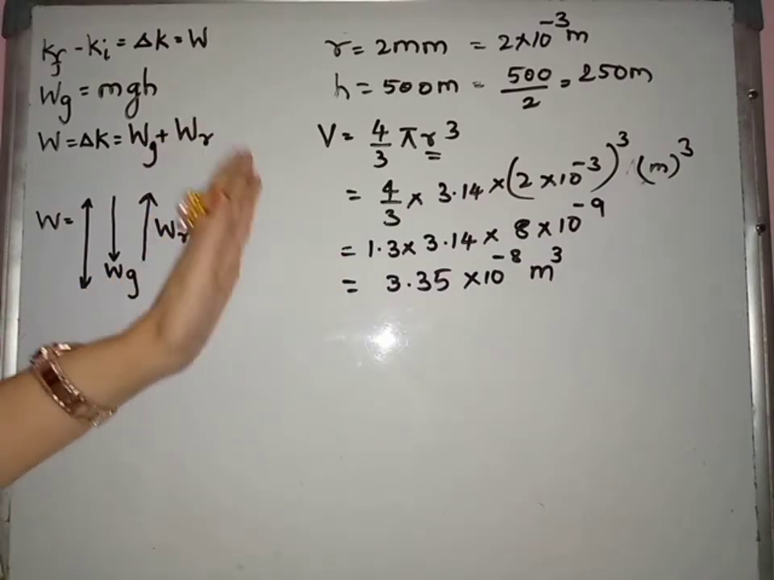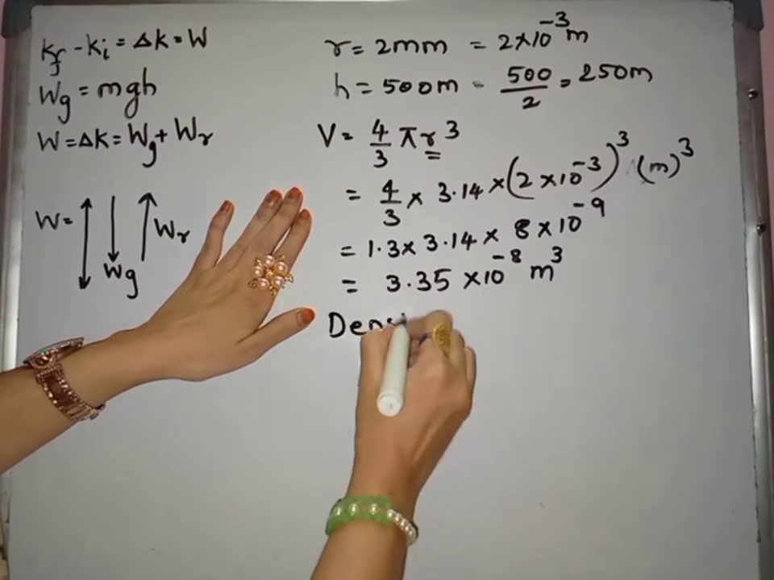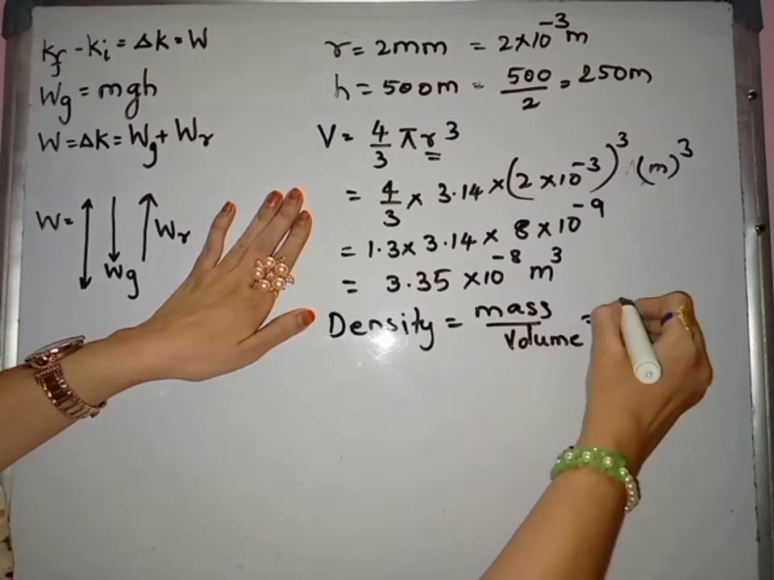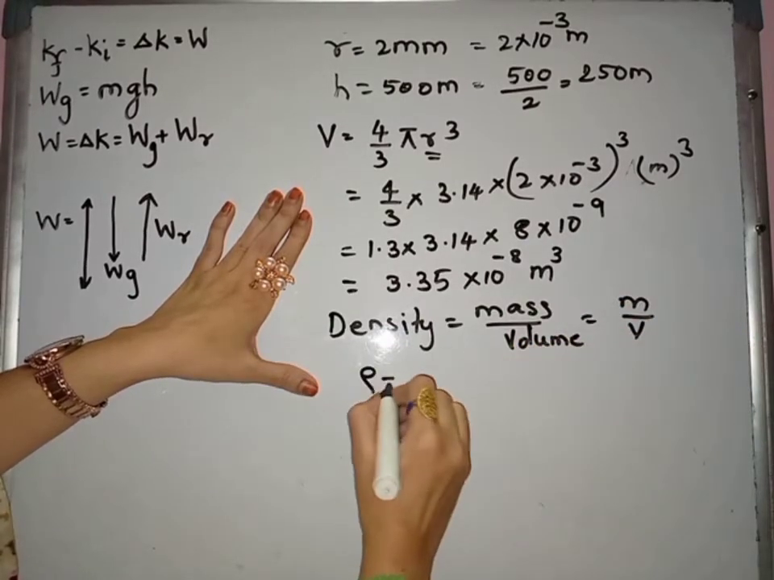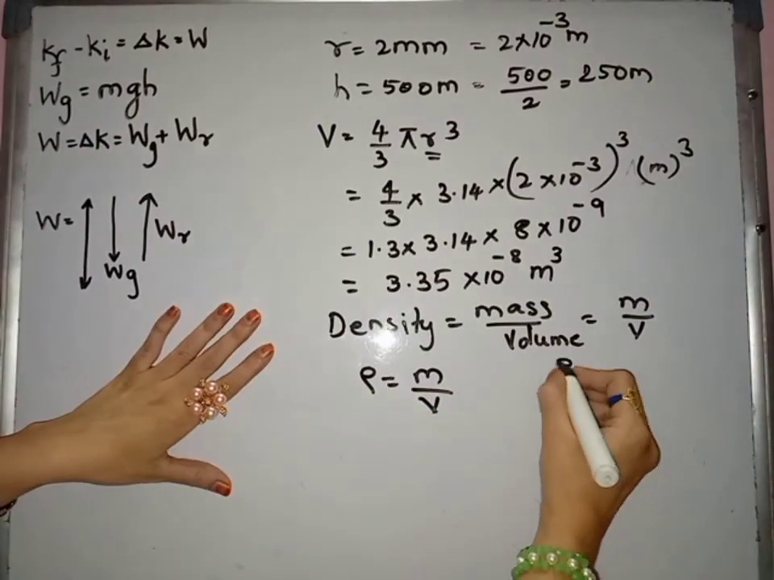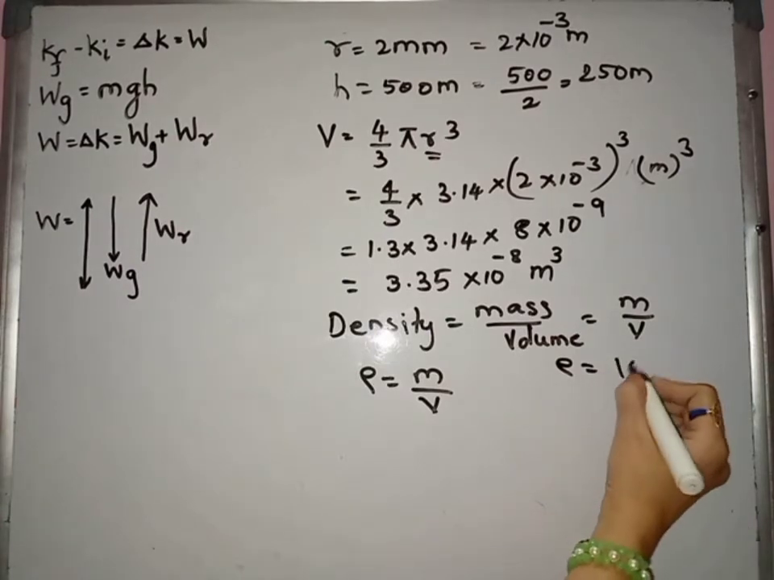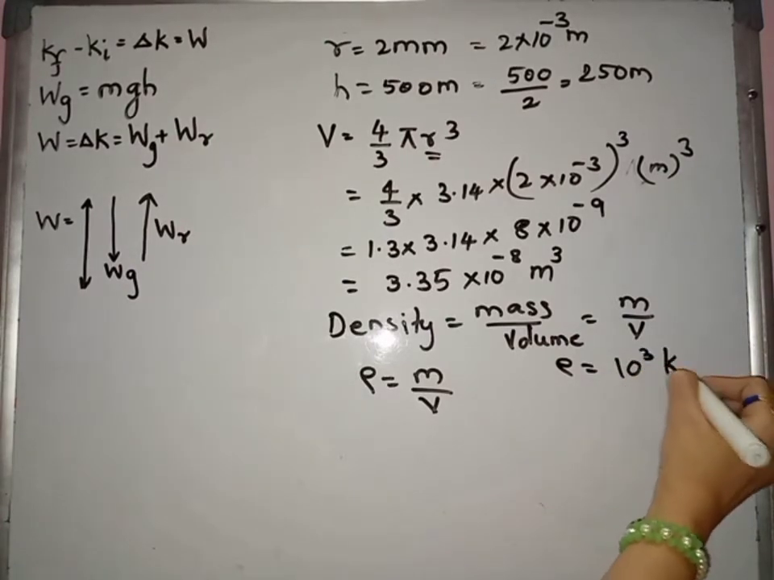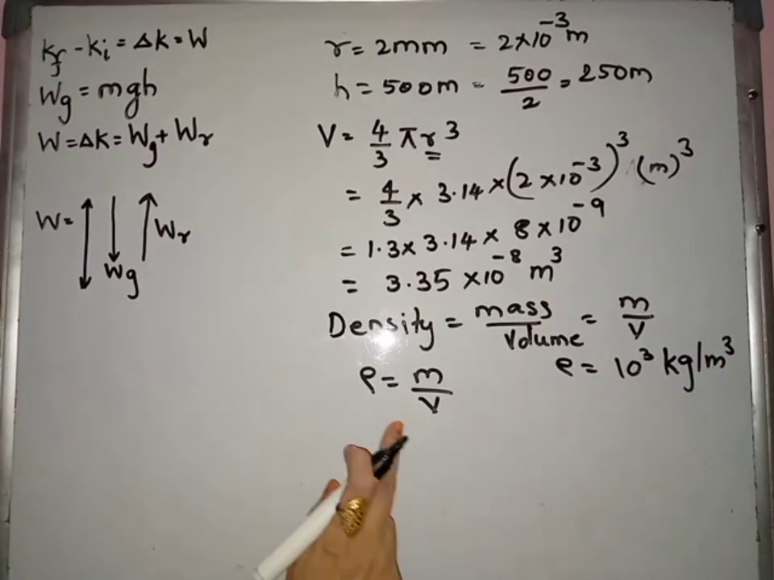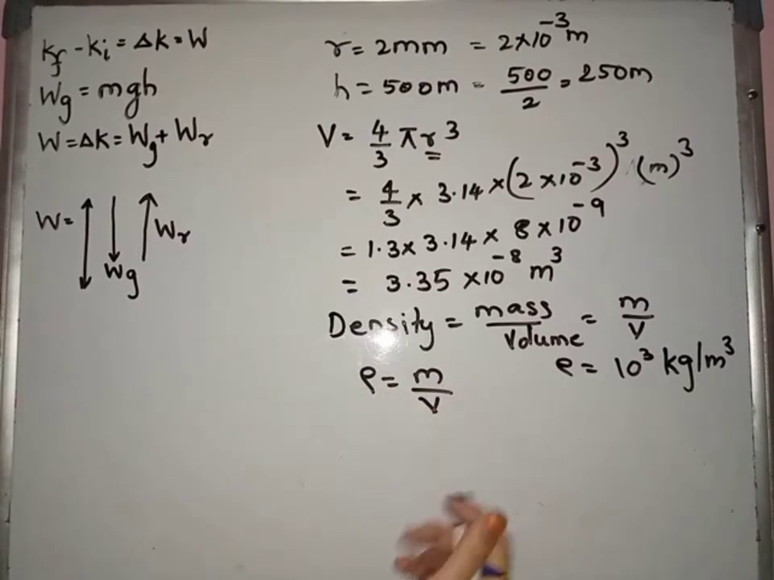But finding the volume, what is the use? We know that density is nothing but mass by volume. So rho is equal to m by v. If we substitute, we know rho, the density for water, is a constant. It is 10 cube kg per meter cube. Let's substitute, this is a constant value. We'll substitute all these values. We have got the volume, we have got the density, so we can find out the mass.